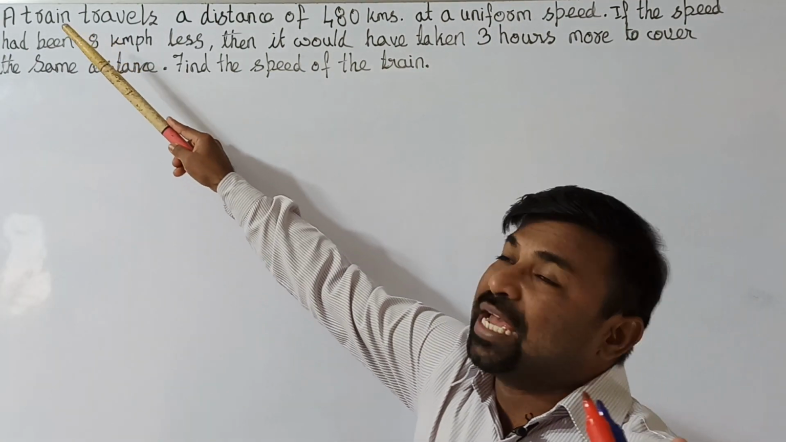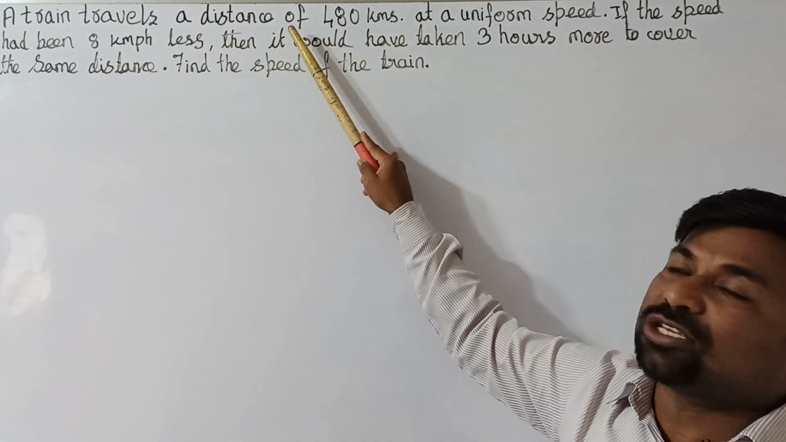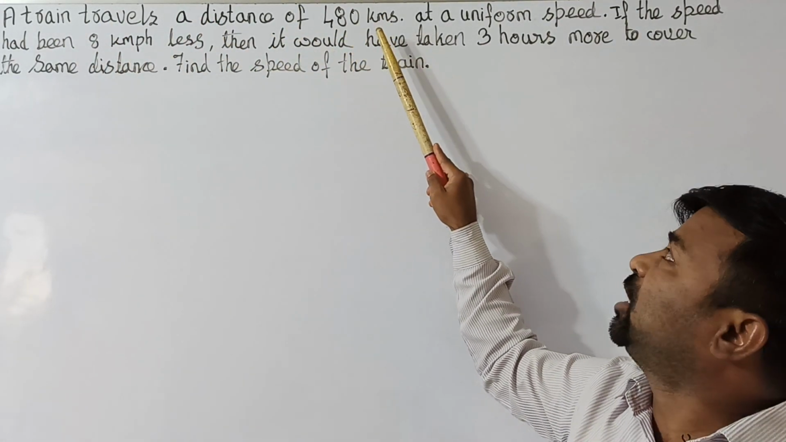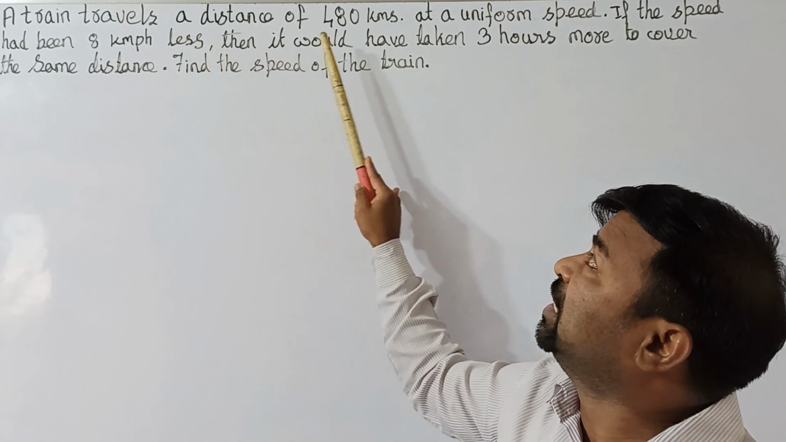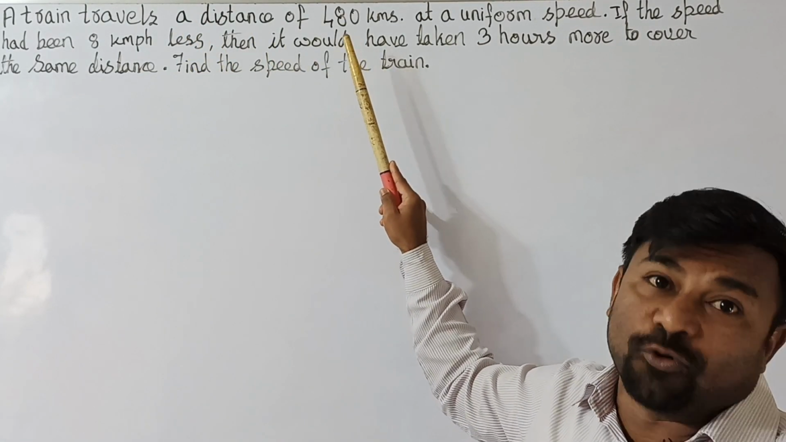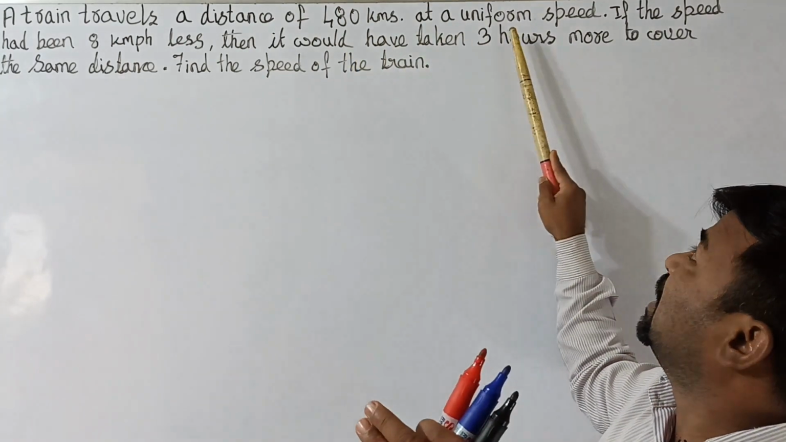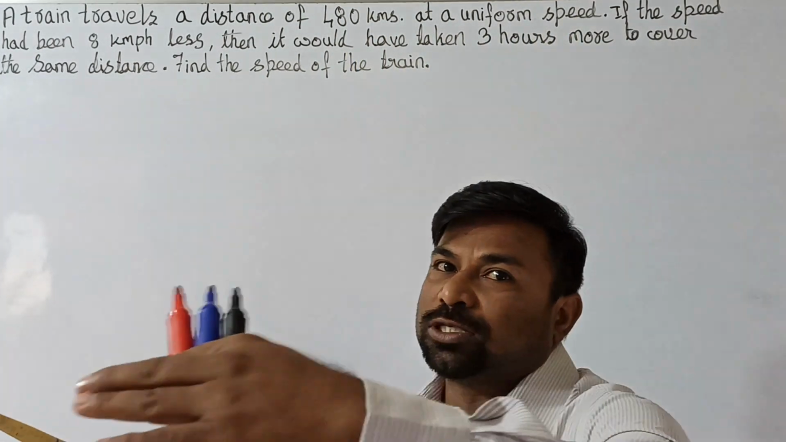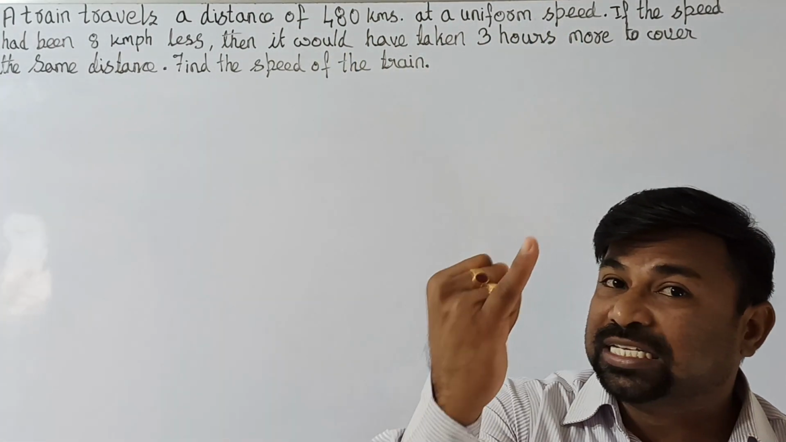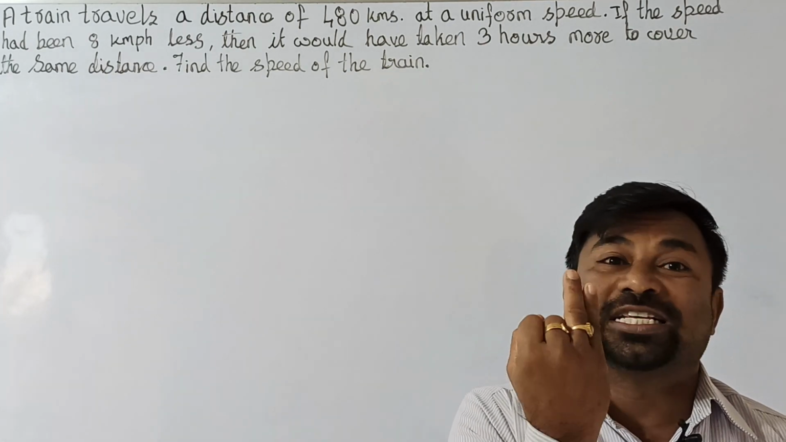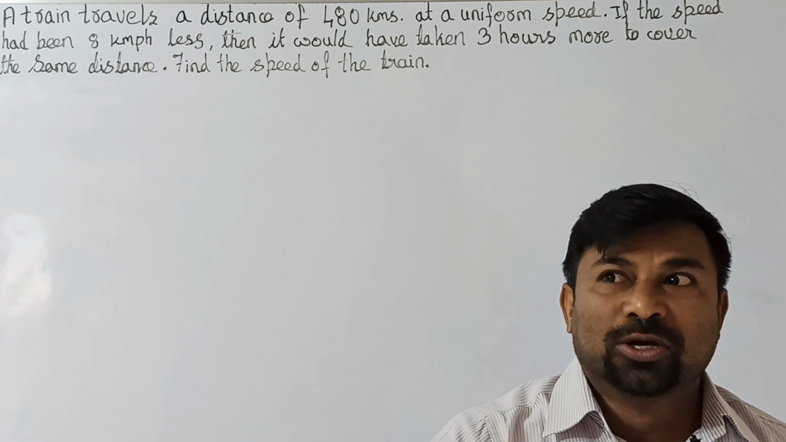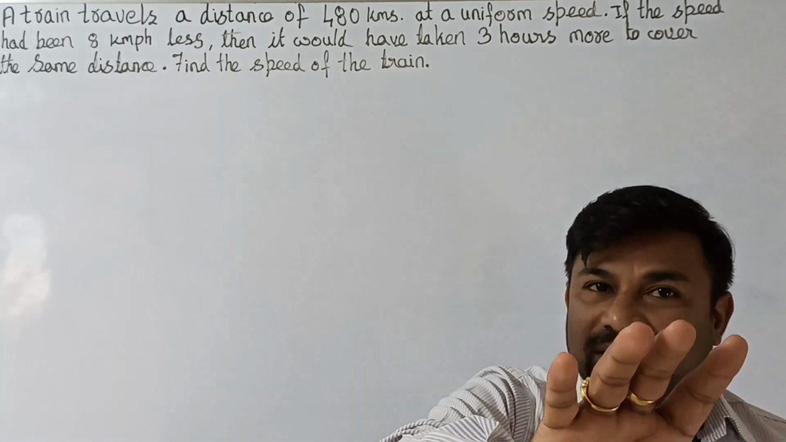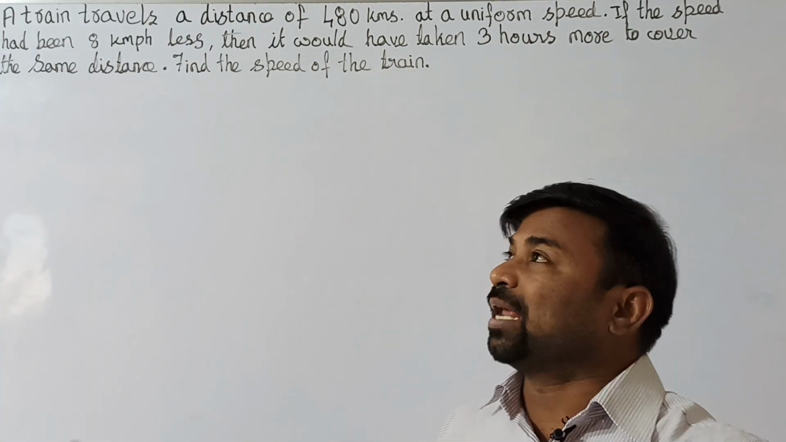A train travels a distance of 480 kilometers at a uniform speed. He is talking about a distance. The distance is 480 kilometers and it is going on with a uniform speed. He has given the distance and he is talking about the speed. And one more thing you have to remember is time. How the time is related, we will discuss after completing the entire question.